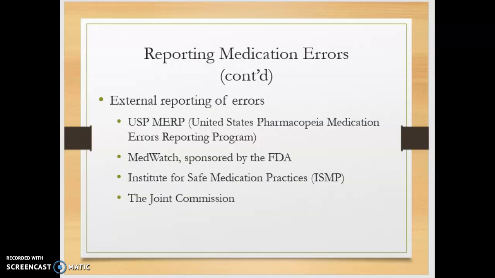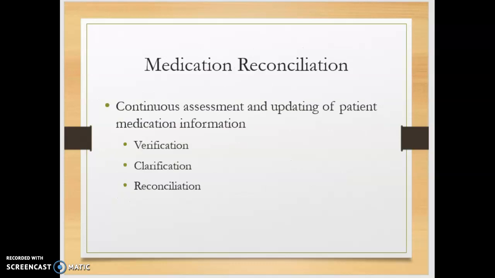There are also times that a medication error may require that we report it to an external entity like the United States Pharmacopoeia Medication Error Reporting Program, or the FDA, or the Institute for Safe Medication Practices. Sometimes the Joint Commission will be required to be notified. So that will be something that you will not report directly, but based on your facility's policy, someone is going to walk you through that process if you have need for that.